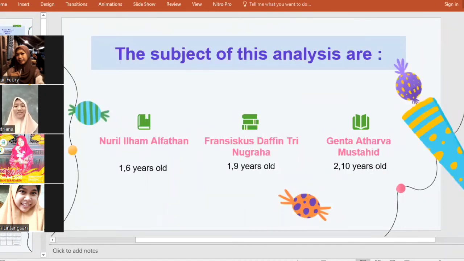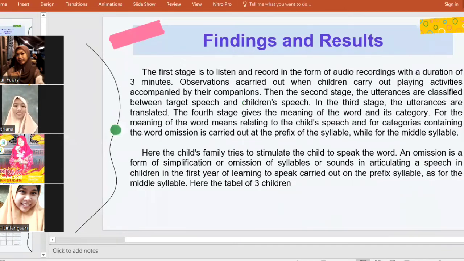The subjects of this analysis are: 1. Nuril Ilham Alfatan, 1 year and 6 months old. 2. Franciscus Davin Trinugraha, 1 year and 9 months old. 3. Genza Atarfa Mustahid, 2 years and 10 months old. Findings and results.